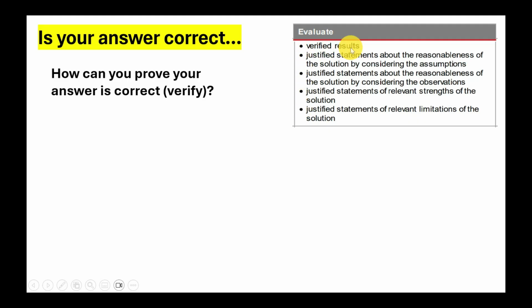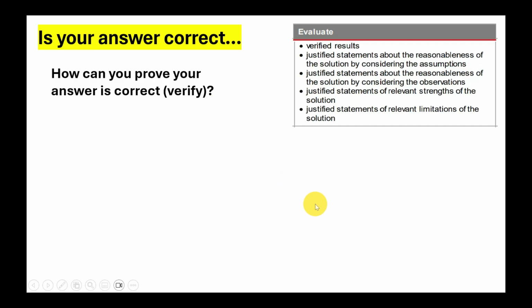These are the A level. Have you verified your results? Justified statements about reasonableness based on assumptions, based on observations, strengths of the solution, and limitations of the solution. So the first one, verified results. How can you prove your answers? Your answer is correct. How do you verify this?